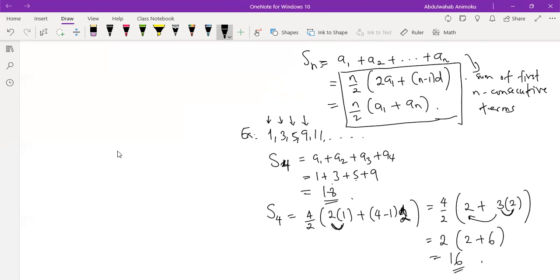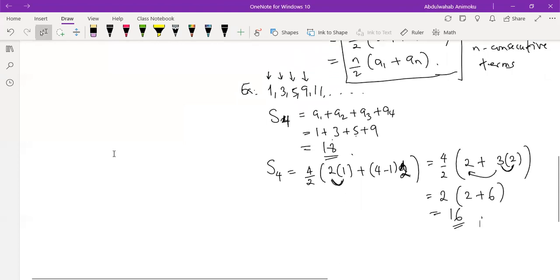So, am I missing something here? Because it seems like the answers are not the same. So let me see. I have 1 plus 3 plus 5 plus 9. Okay.